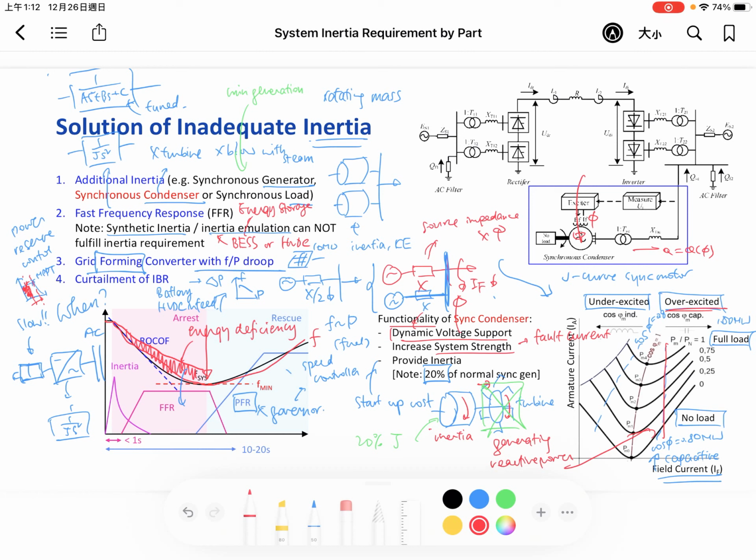The last one is very simple, very straightforward, which is to curtail the amount of inverter-based resources, which is the PV and wind. Once it is curtailed, then the load must be supported by synchronous generators on bar, or we need to simply turn on more and more synchronous generators to fill up that power discrepancy.